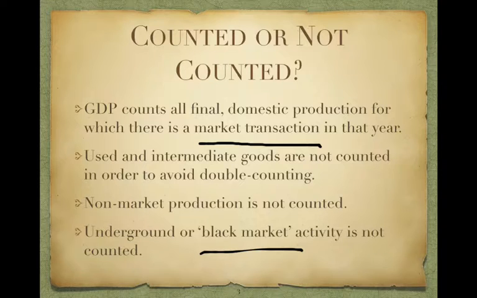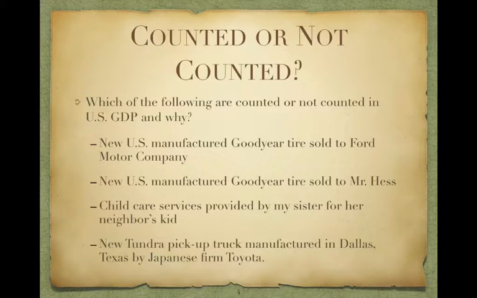All right, if you go ahead and flip it over to the next slide, slide 4, we're going to take a look at a couple of examples. All right, so we're going to go through this, and I'm going to go over it with you, but I want you to think about whether or not the following would be counted in U.S. GDP and why. All right, so the first one we have is new U.S. manufactured Goodyear tires that are sold to the Ford Motor Company.